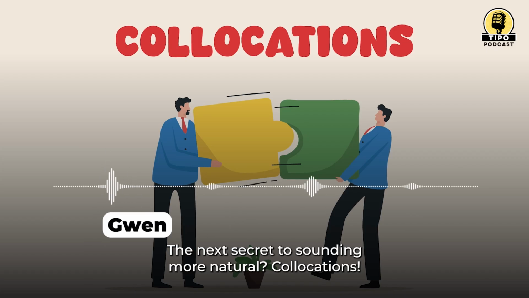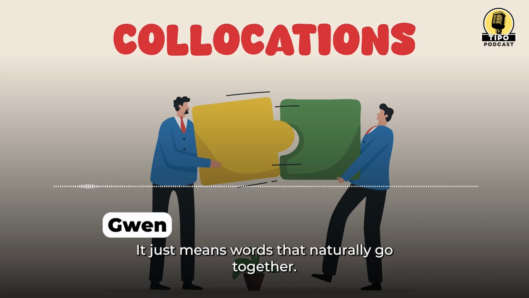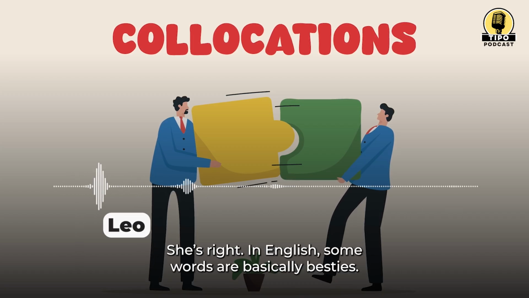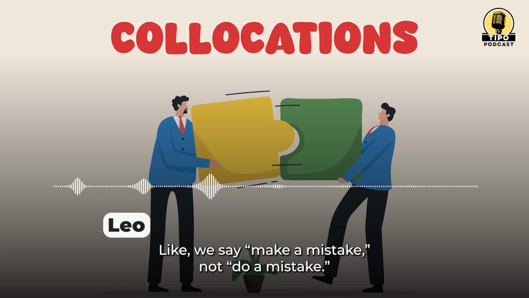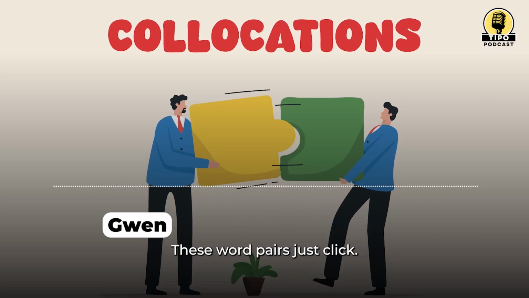The next secret to sounding more natural? Collocations. Ooh, fancy word. It just means words that naturally go together. She's right. In English, some words are basically besties. Like, we say make a mistake, not do a mistake. And before you ask why? Well, native speakers don't even think about it. These word pairs just click.